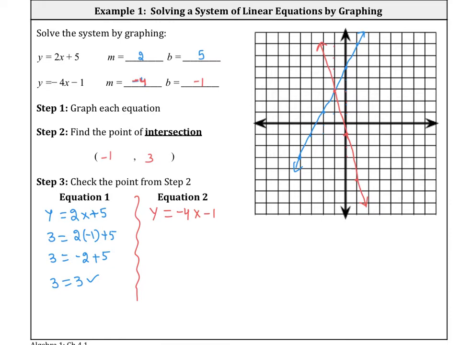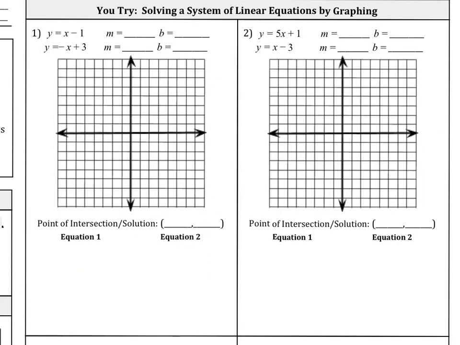Now we use the second line and plug in y as 3 and x as negative 1 to see if the two sides are equal. So 3 equals 3, the two sides are equal. It means the coordinate negative 1 comma 3 is a solution of both equations. Now we are going to try problems number 1 and 2.